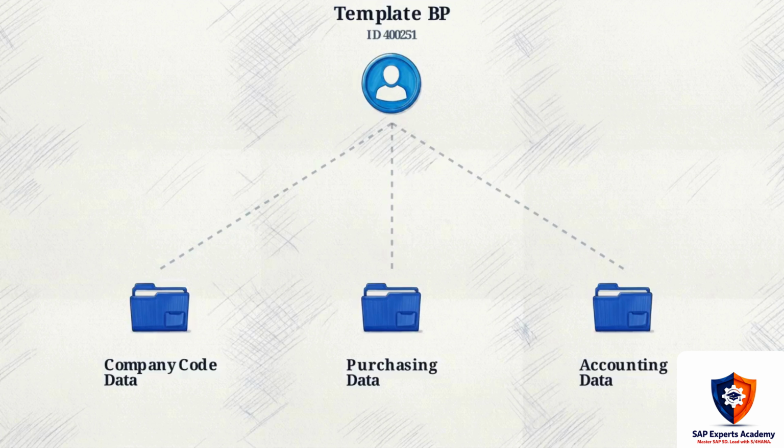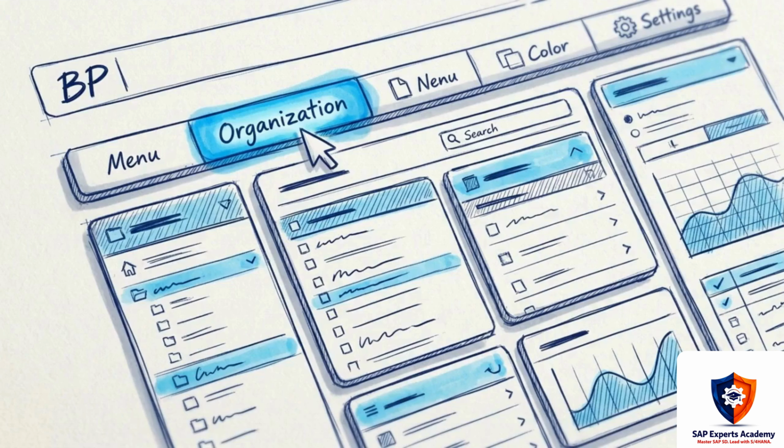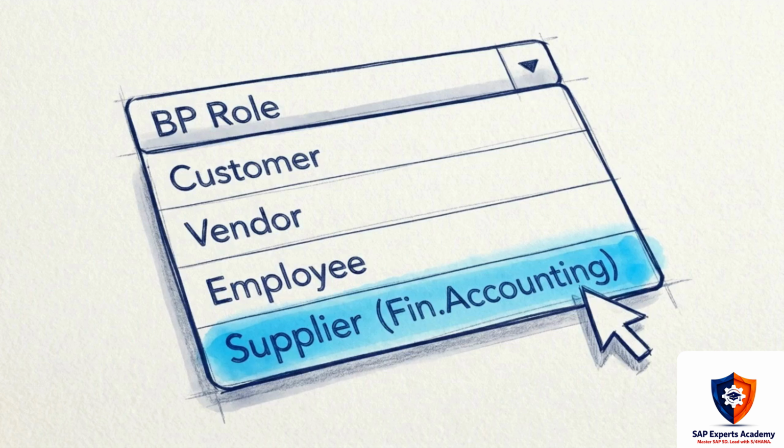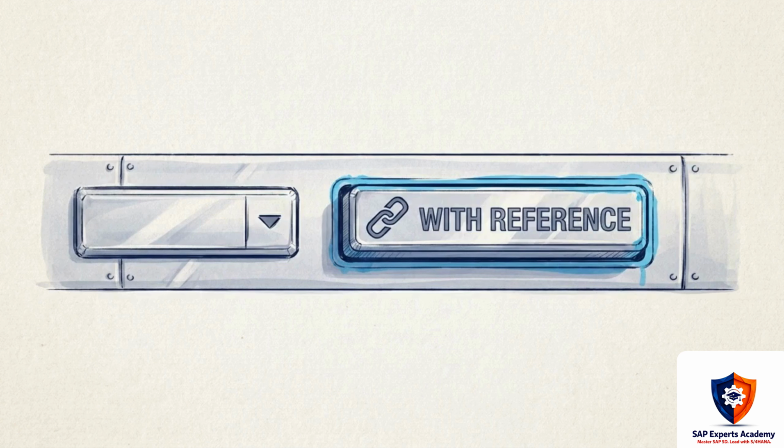Enter the BP transaction code and choose the option to create a new organization. If the system displays a warning regarding unsaved data or previous entries, click Create to proceed to the next screen. In the BP role drop-down menu, select a role that contains financial or purchasing data, such as supplier accounting data. Once that role is active, the With Reference button appears on your toolbar.